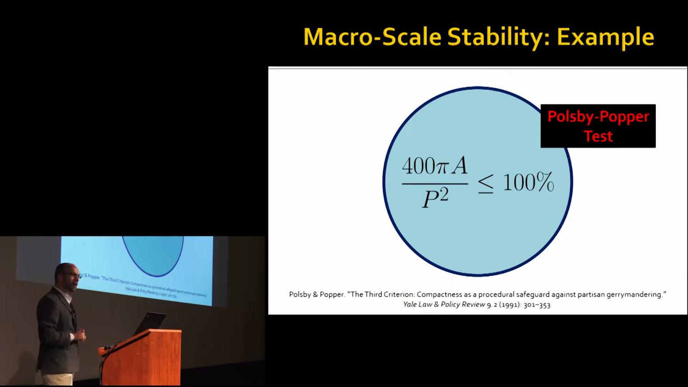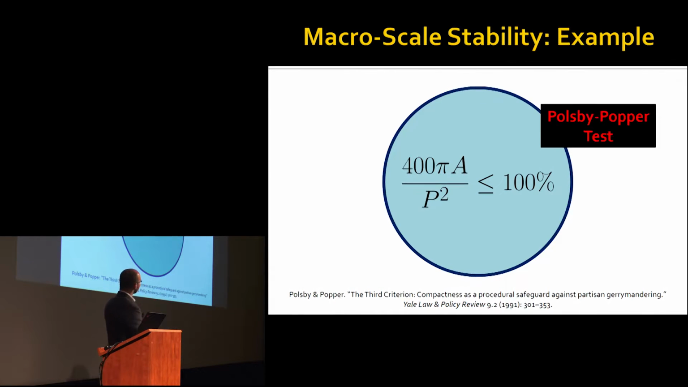This is called the Polsby-Popper score. I would imagine at this point most people in here are familiar with this idea. But roughly, if you take a shape and you take the ratio of area to perimeter squared, then you can show that, if you multiply it by the right constant on the left-hand side, this number is bounded by 100%.